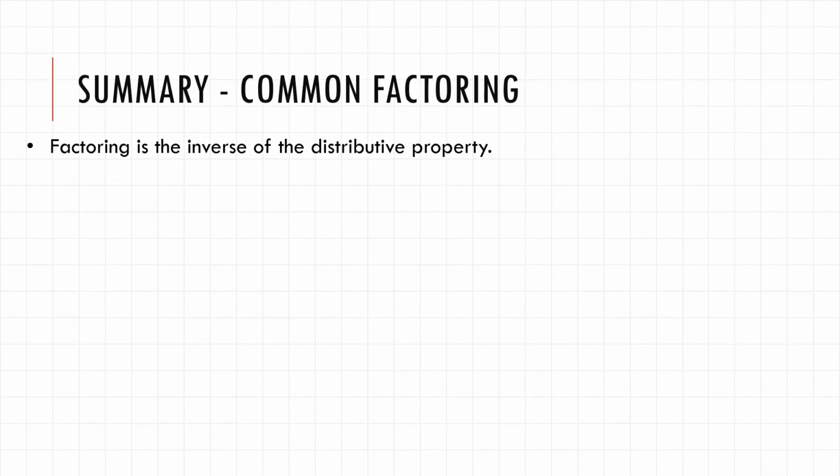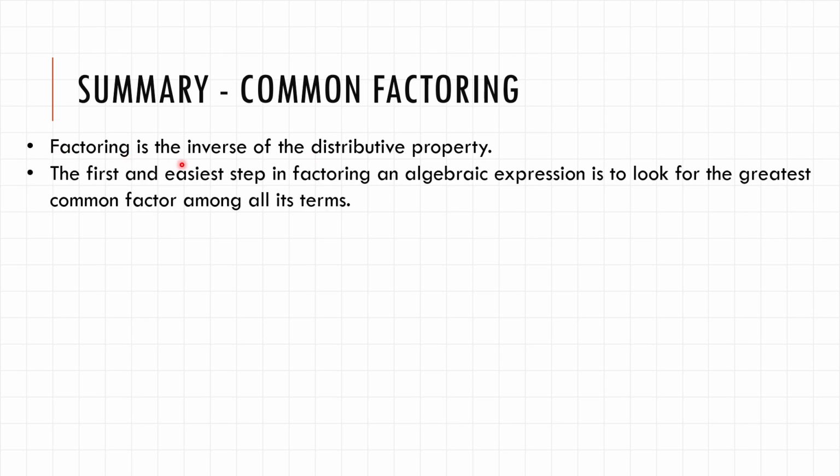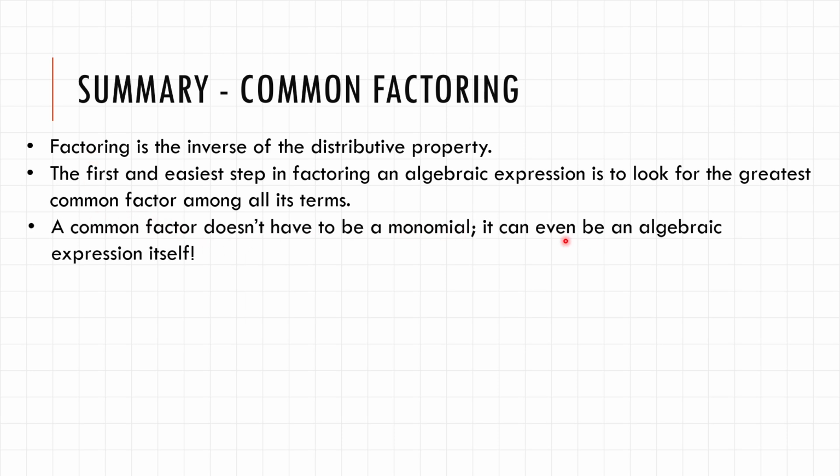If you'd like to go backwards, if you'd like to do the opposite of expanding and simplifying, you can factor something. The first and easiest step to factoring an expression is to look at all of the terms. What is a factor that all of them have in common, and what's the greatest of all of these factors? You can just divide all of the terms by that greatest common factor to create two separate factors. And that common factor doesn't actually have to be a monomial. We looked at in this unit that it can even be an algebraic expression.